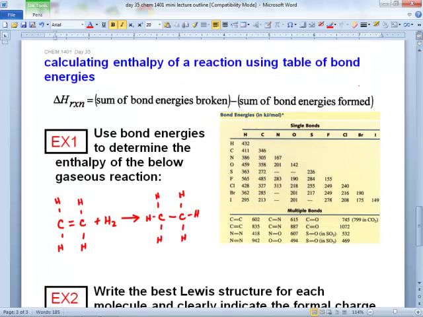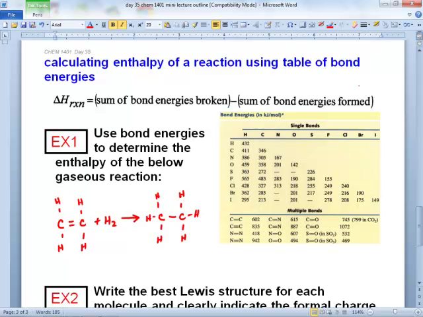One more thing before we go to the boards and have some fun here. We're going to calculate enthalpy of a reaction using a table, though. What was another word for enthalpy? Started with an H. Heat. Some reactions give off heat. Some reactions absorb heat. Just find the amount of heat involved in a reaction. Here's another way to do it besides how we did it in the past.